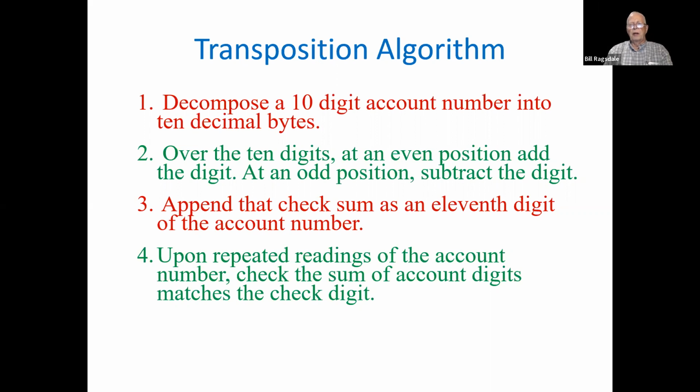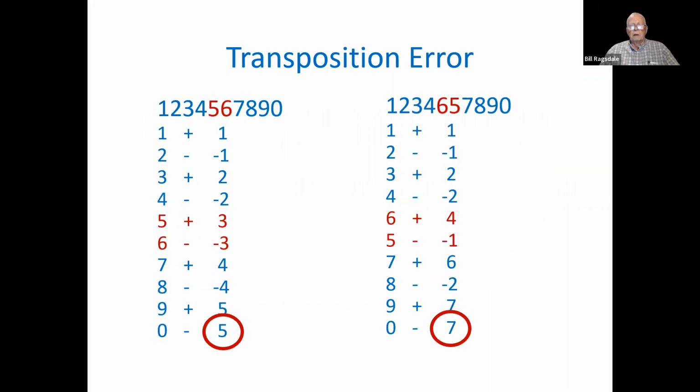So the important part here is that the digits are now position sensitive. And a given number, say the number 5, will yield a different value if it's at an odd or an even position. Then we go right ahead as we did before. We append that checksum as an 11th digit, and it now travels with the account number into the future, where checks would then be made on a digit transposition.